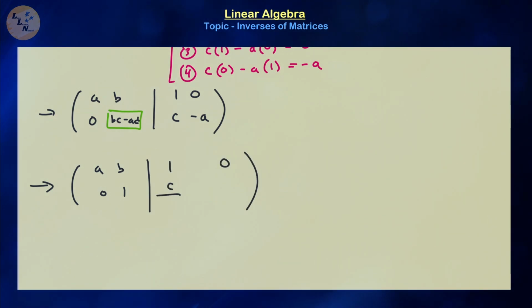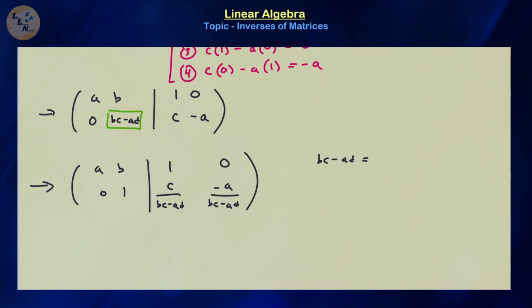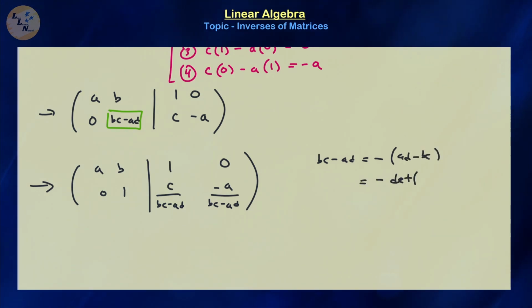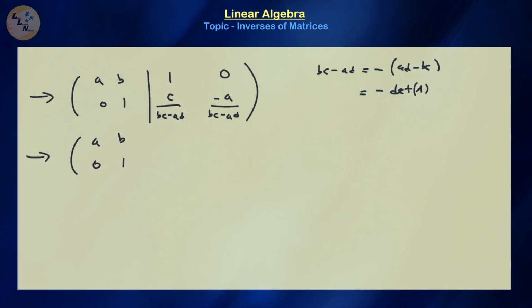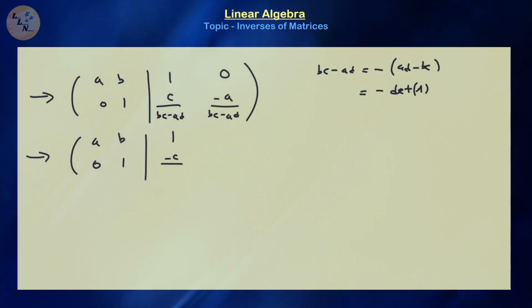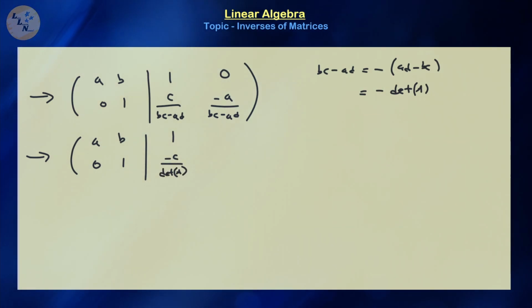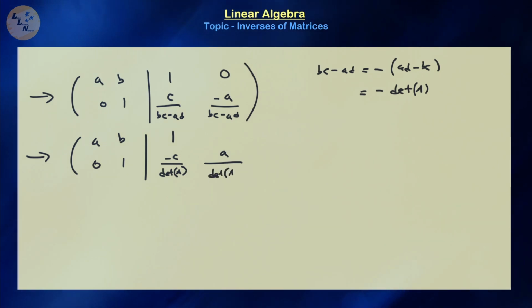Then we're going to have C divided by BC minus AD, and minus A divided by BC minus AD. But notice that BC minus AD is the opposite of AD minus BC, which is just the opposite of the determinant of the original matrix. So what I can do is rewrite that as A, B, 0, 1, augmented with 1, 0, and then we're going to have negative C all over the determinant of A, and then positive A all over the determinant of A. Let's not forget that little 0 there.